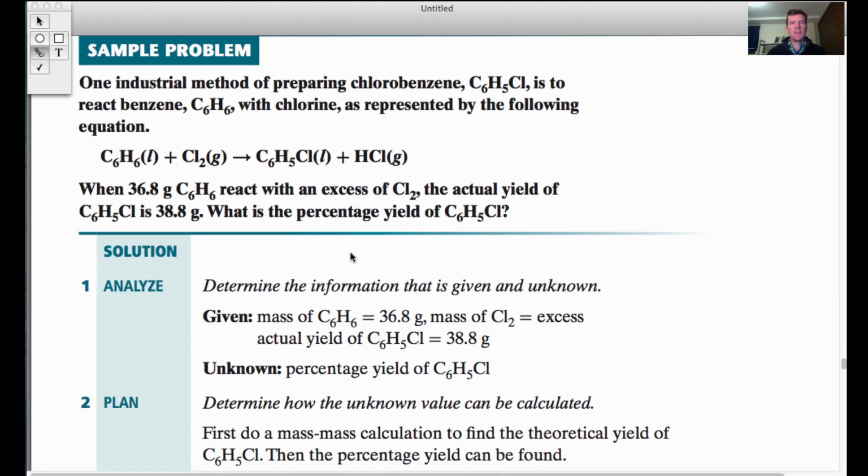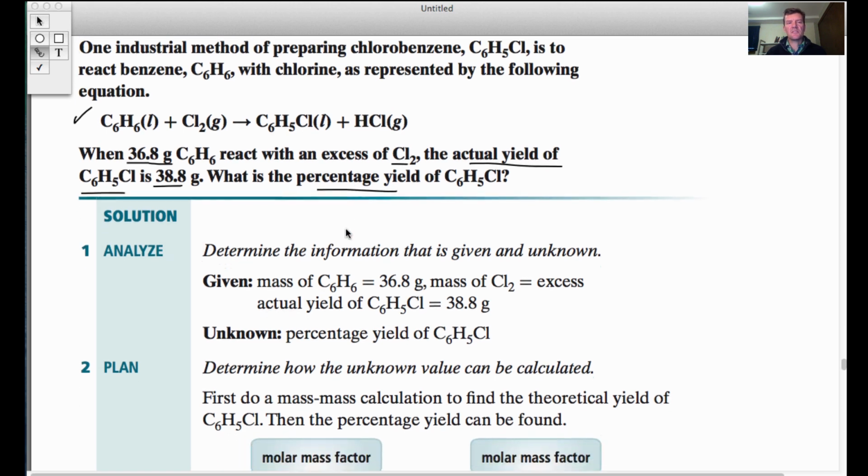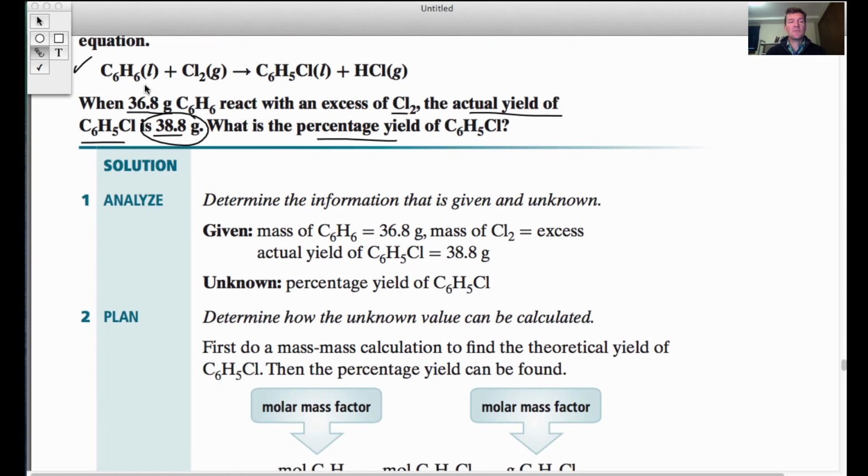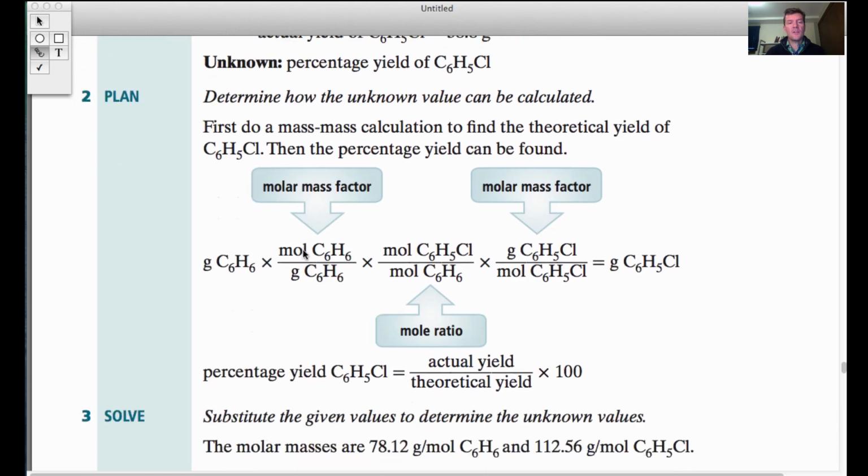It's really simple. All you have to do is just decipher which is the actual, which is the theoretical, and do the calculation. So here's a reaction, and it says when 36.8 grams react with excess chlorine, the actual yield is 38.8. Okay? 38.8 of this. And we want to know what the percentage yield is. So we actually got this amount. How much did we think we were going to get? Well, that's what we have to calculate. So what we have to do is take this 36.8 grams here. All right, I'll walk you through the steps here.